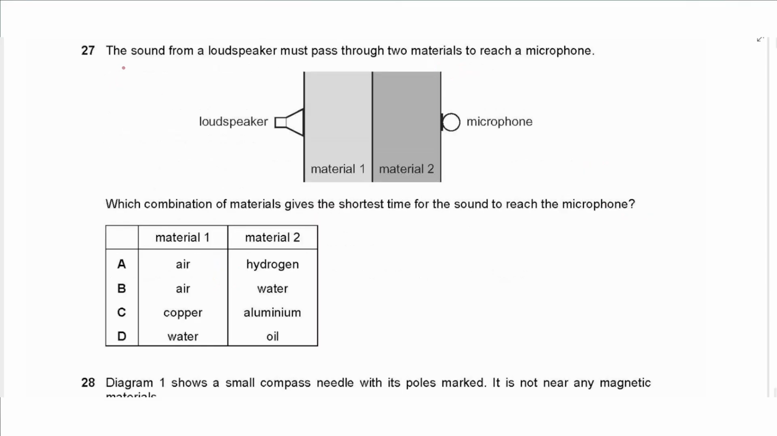Question 27 says a sound from a loudspeaker must pass through 2 materials to reach a microphone. Which combination of materials gives the shortest time for the sound to reach the microphone? So shortest time means greatest speed, and sound travels with the greatest speed in solids. So we choose solids. Here we have copper and here we have aluminium, both solids. So the answer is C.